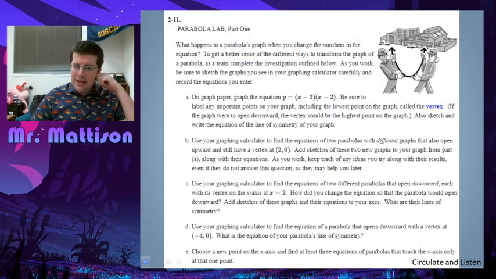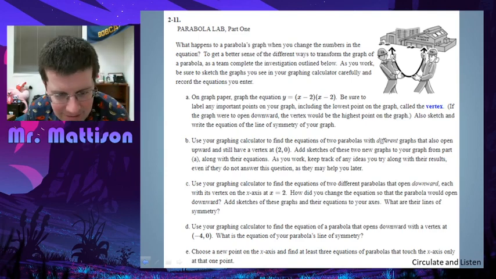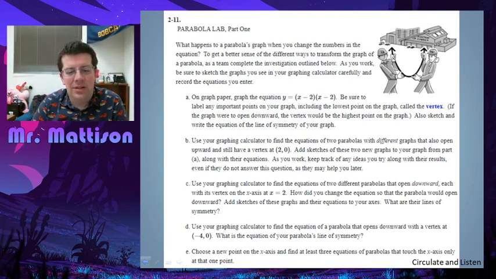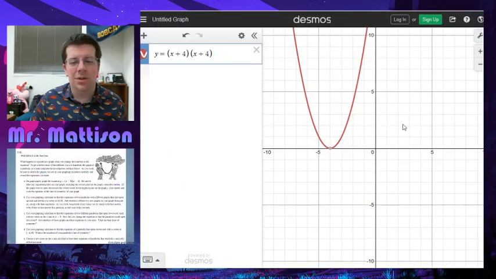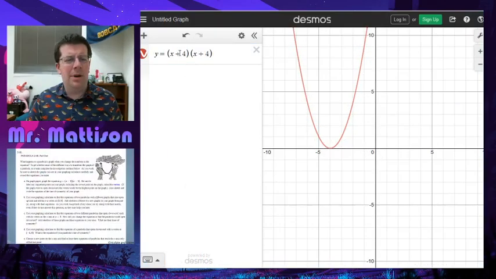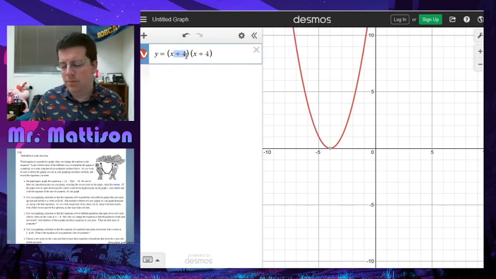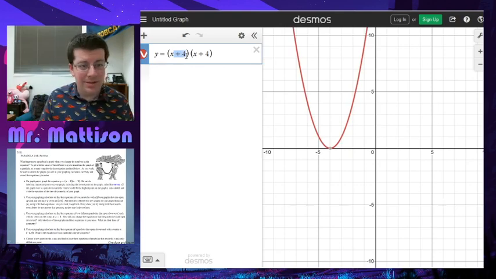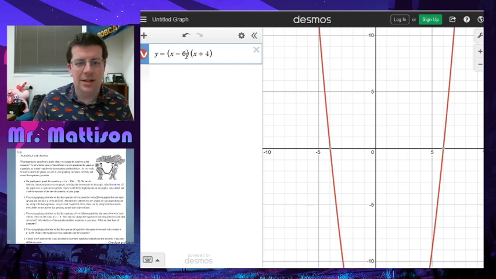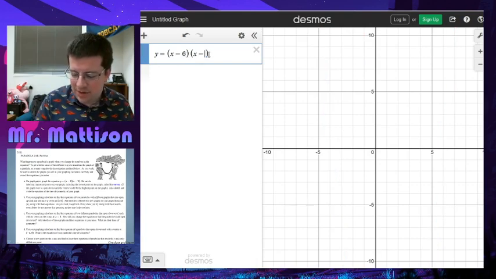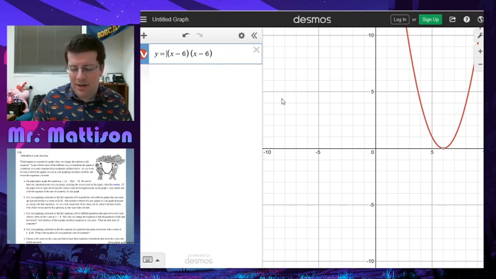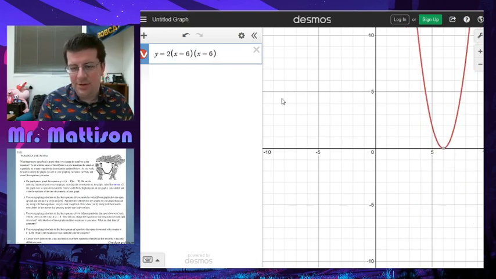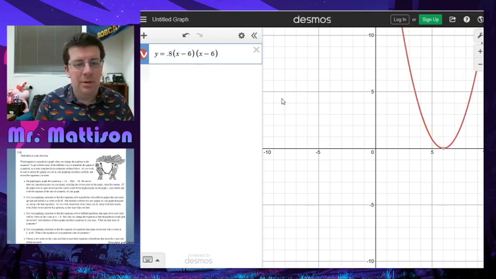And then part E here says choose a new point on the x-axis and find at least 3 equations of parabolas that touch the x-axis only at that one point. So kind of, hey, try it again, but pick your own number. So we've done -2, we've done 4. How about I'm going to do +6. So if I want a +6, I need a -6 in here. I need it over here as well, -6. So then we're there at +6. And I can change it any way that I want by putting negatives in front of it, by putting numbers in front of it, however we want to do that.